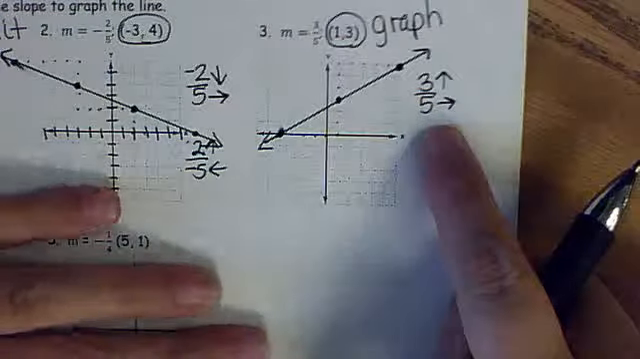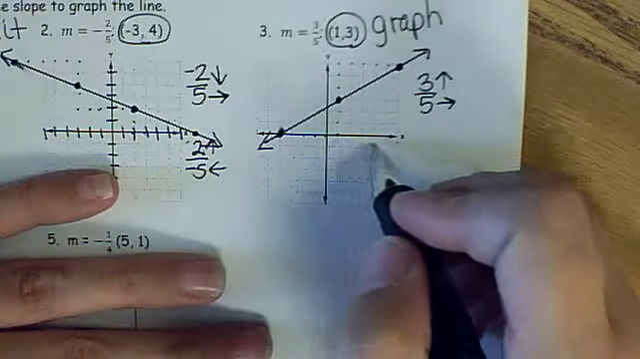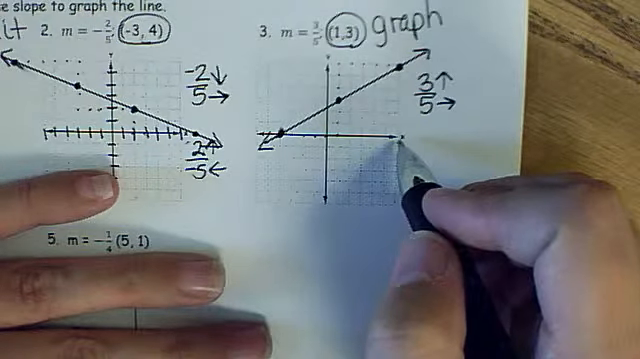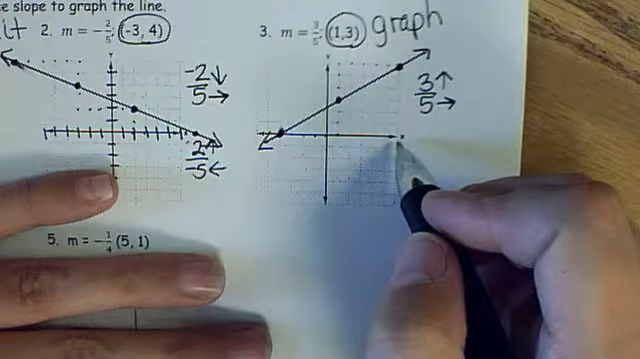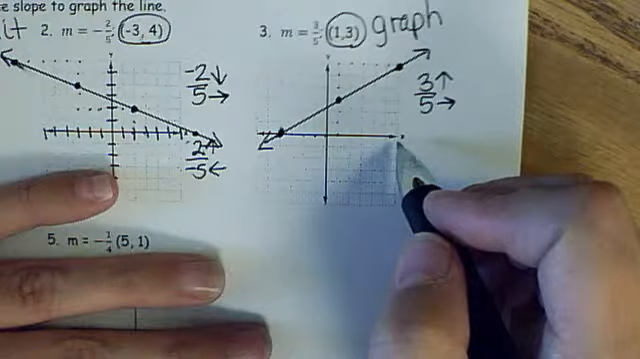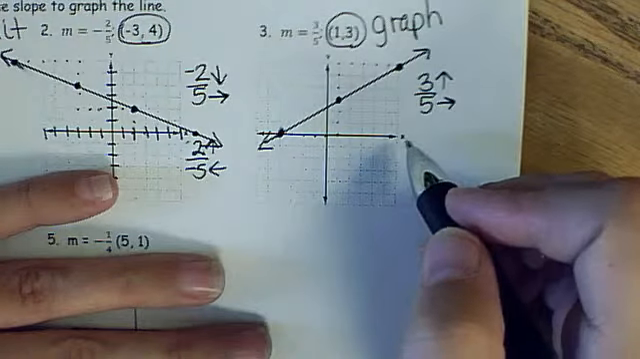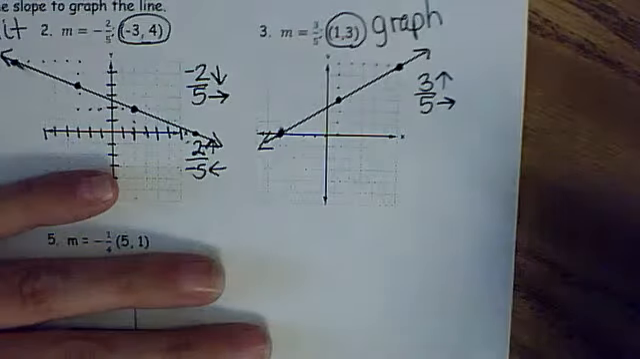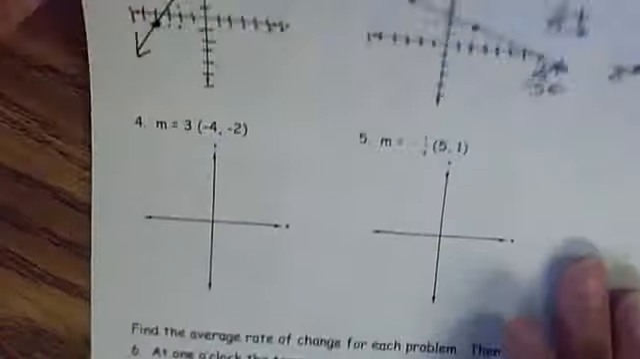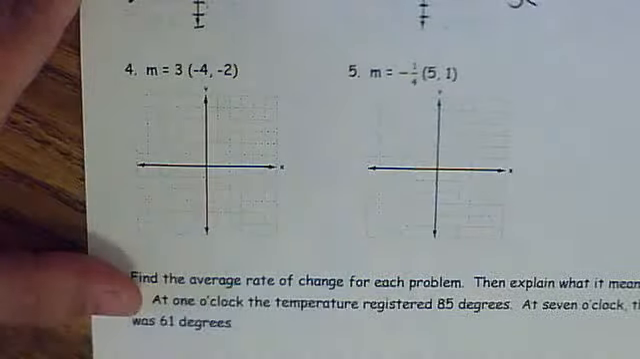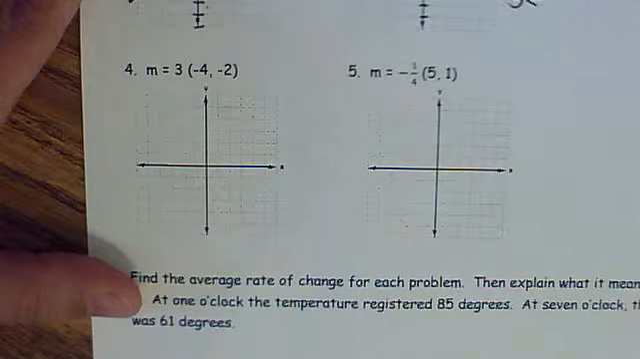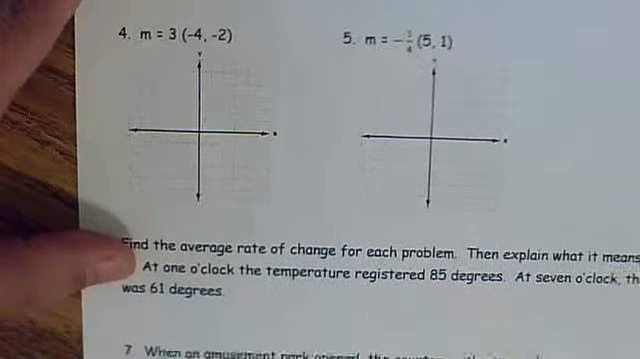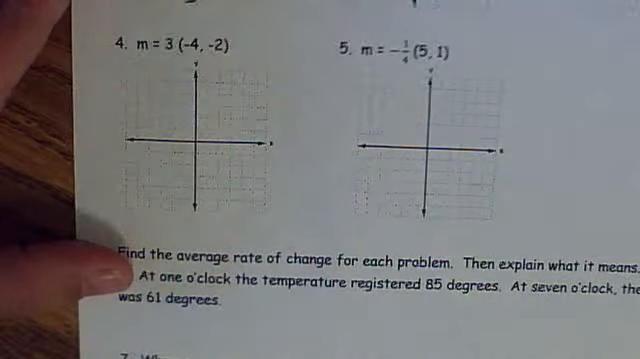If you forgot to reverse the directions, if you only went down and then to the right, you wouldn't get a straight line. You'd end up down here. And you would know, oh, not a straight line, went in the wrong direction. It has to be a straight line. Remember, this is all about linear. Linear means straight line. Okay, let's look at number 4. This time we have an m of 3 and the point (4, -2).